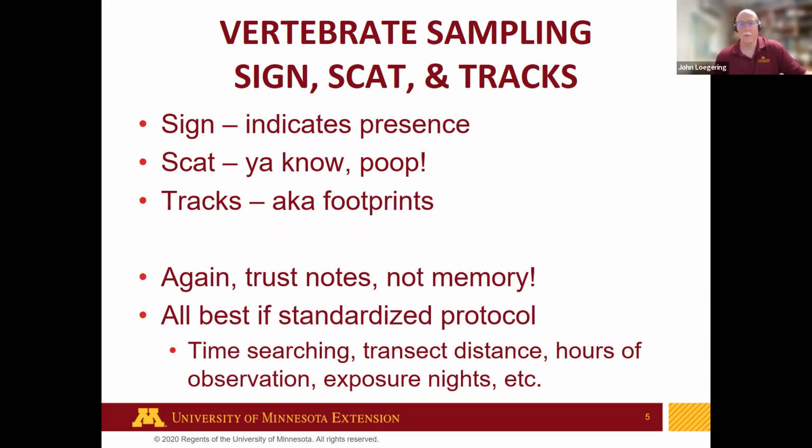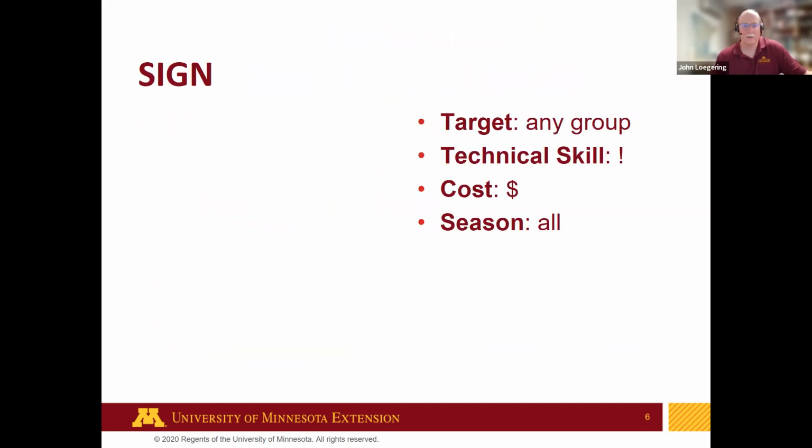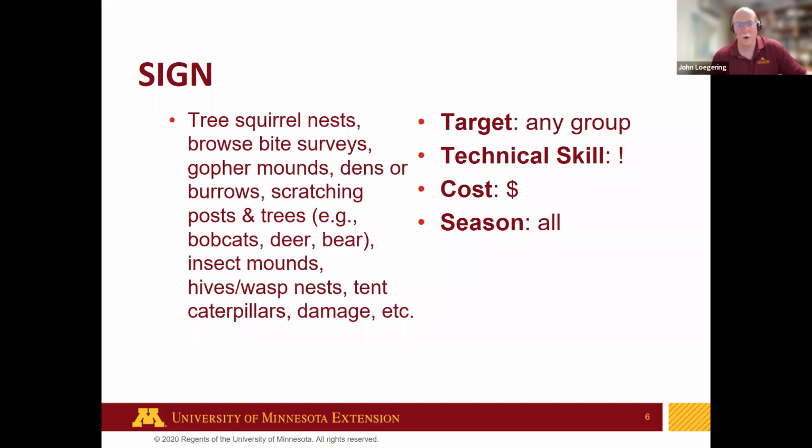So here are a couple of examples of the various methods or mechanisms that you can use to document wildlife on your property. You can see over on the right-hand side of that screen, I'll show you these for various techniques that I'm going to talk about: the group that they target, the technical skill needed, the cost, and the season. And so when it comes to determining wildlife on your property, sometimes we use sign.